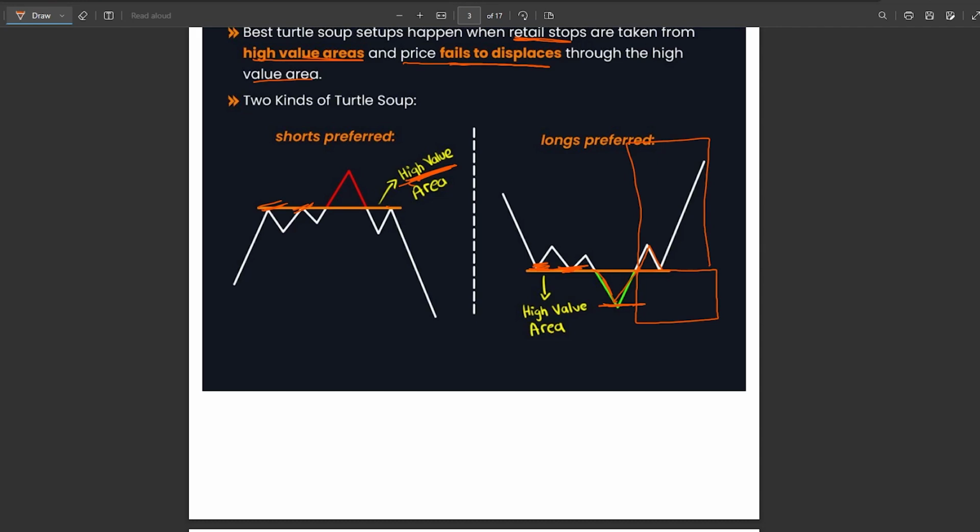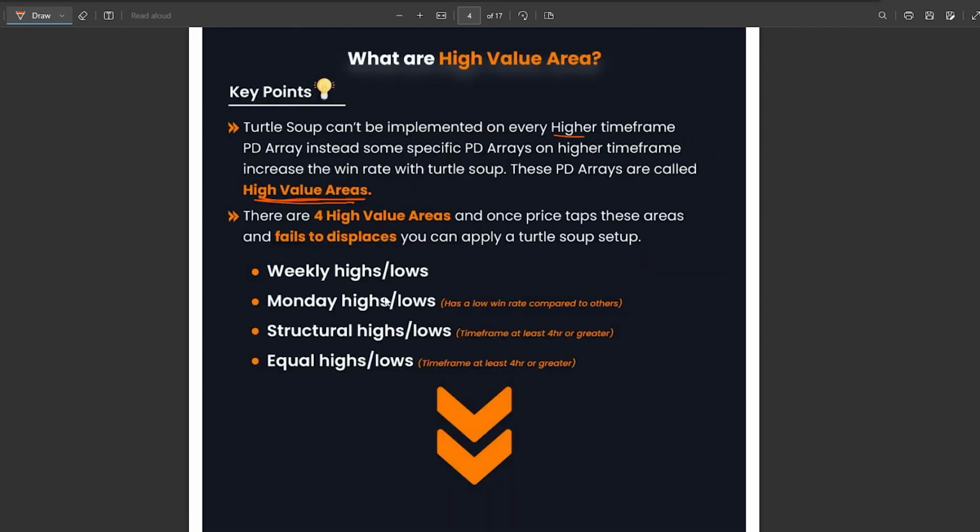So now let's see what are high value areas. High value areas are basically some specific higher time frame PD arrays that give a higher win rate with turtle soup patterns. So there are basically 4 high value areas that I have identified. First of all, we have the weekly highs and the weekly lows. Second, we have the Monday highs and the Monday lows. A thing to remember here is that the Monday highs and Monday lows is a low probability setup, and I usually take it with half size risk.